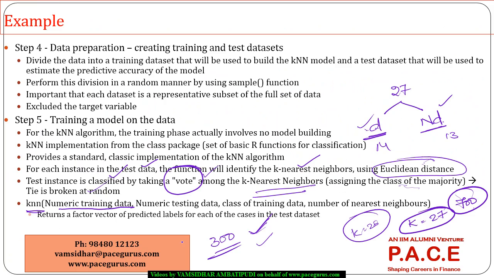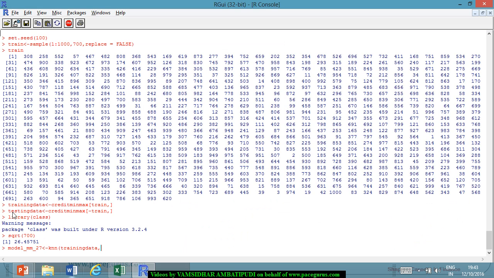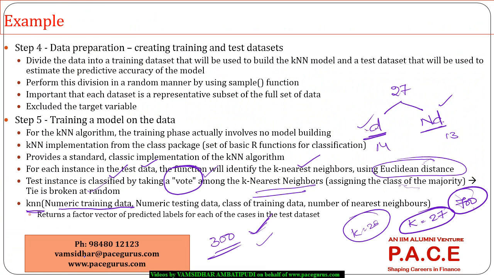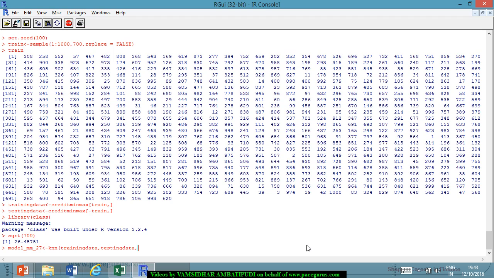Then I need to have numeric testing data. The name of the variable for my testing data is this, this is where my testing data is. It should not include the target variable. So these are the two inputs that I have to give. One more thing that I have to give is the class of the training data. For the training data's class, I have to refer to my credit_new itself, because credit min max and all, they don't contain it.